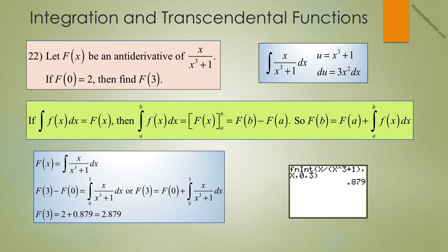Now, we cannot integrate the expression, but the calculator can. It's an area under a curve. So we use the calculator to find fnInt of x divided by quantity x cubed plus 1 with respect to x from 0 to 3, and we get 0.879. So F of 3 is equal to 2 plus 0.879 to get an answer of 2.879.